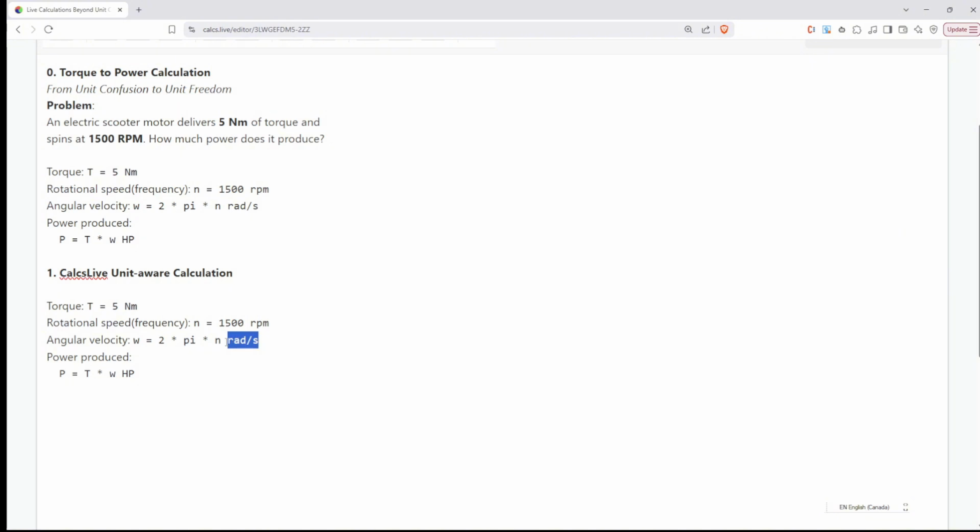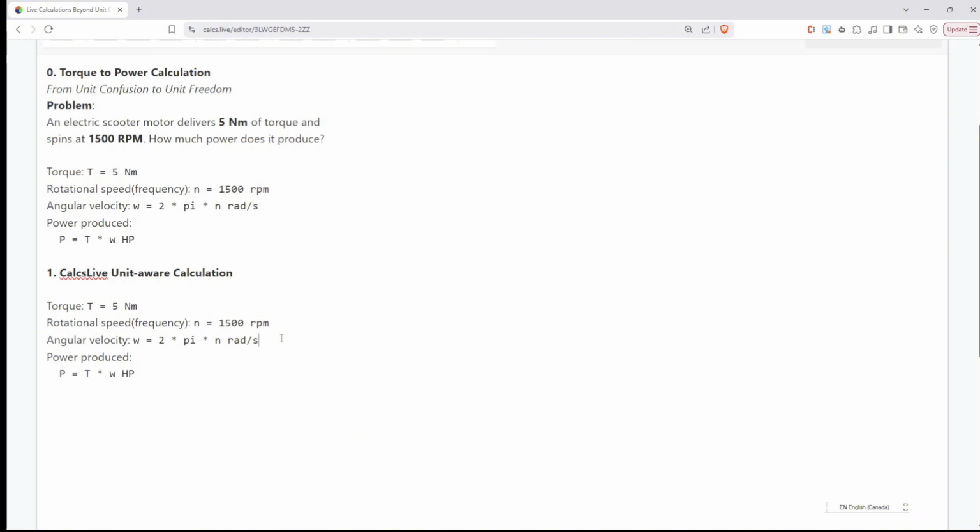Okay, so RPM is how many full circles it does in a minute. Exactly. It's a frequency. But angular velocity is different, the radians per second. Precisely. How many radians of angle it sweeps through each second. And since one full circle is 2 pi radians, and there are 60 seconds in a minute, you need to convert the per minute to per second. You got it. Converting RPM to radians per second involves both that 2 pi and that 60.